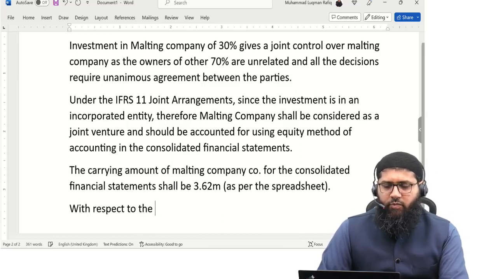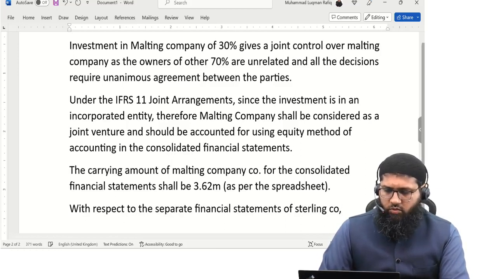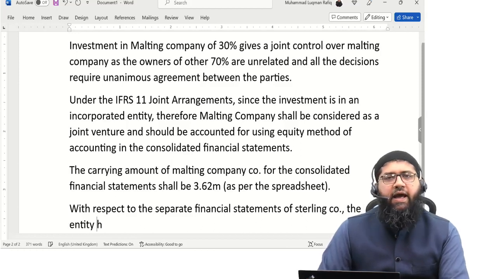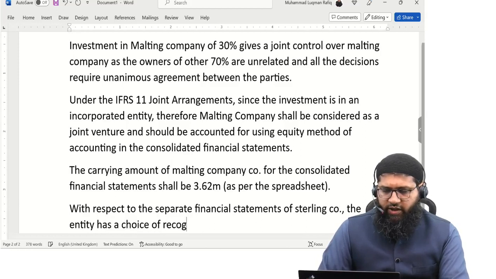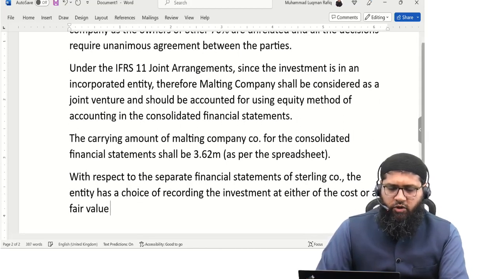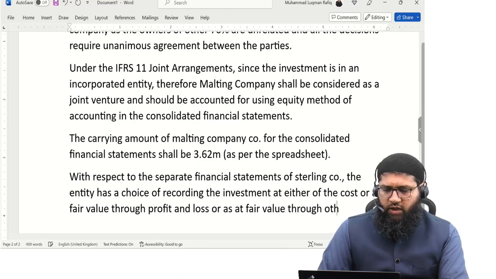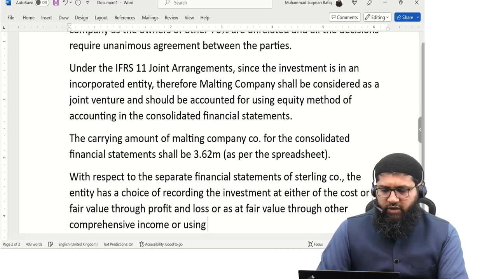With respect to the separate financial statements of a sterling company, the entity has a choice of recording the investment at either cost, or at fair value through profit and loss, or at fair value through other comprehensive income, or using the equity method.